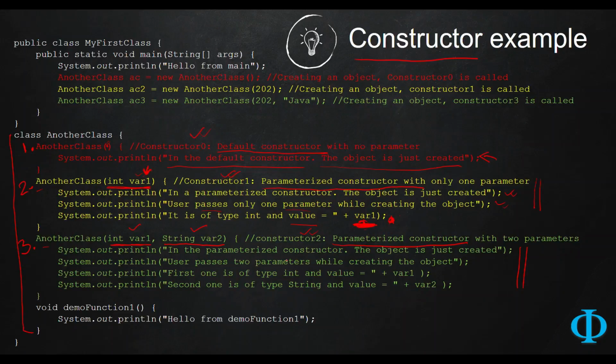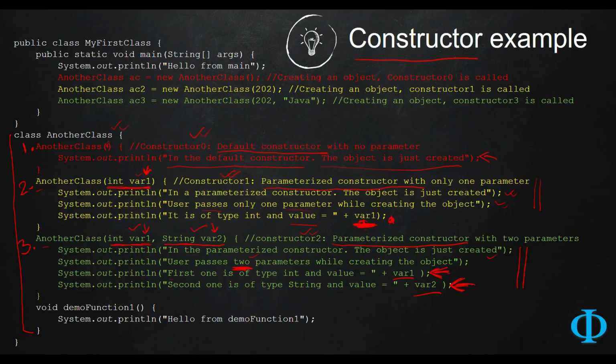So the first line is inside the parameterized constructor, and the object is just created. User passes two parameters, which is for this constructor case, while creating the object. And here, just to make it nice, I have printed the value of var1 and var2. So if the user can pass the value of var1 and var2 successfully, those values will be printed in here. So these are the constructors inside this another class.